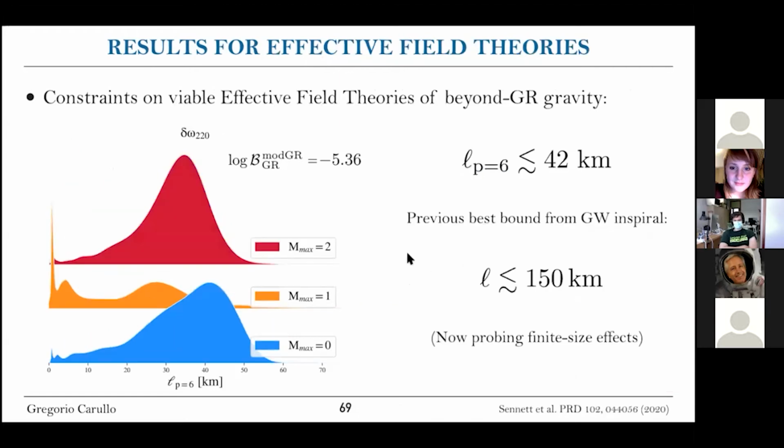And you can do the same on the effective field theories, which are, in my view, probably the best motivated framework in which to explore these deviations, and you get a constraint of 42 kilometers, which is much better than the previous best bound, which was obtained from gravitational-wave inspiral. And in the language of the paper which obtained this constraint, by Sennett et al., the Buonanno group, we are now probing the finite size effects. So we're not probing the long range effect which we probe with the inspiral, but the finite size of the black hole.